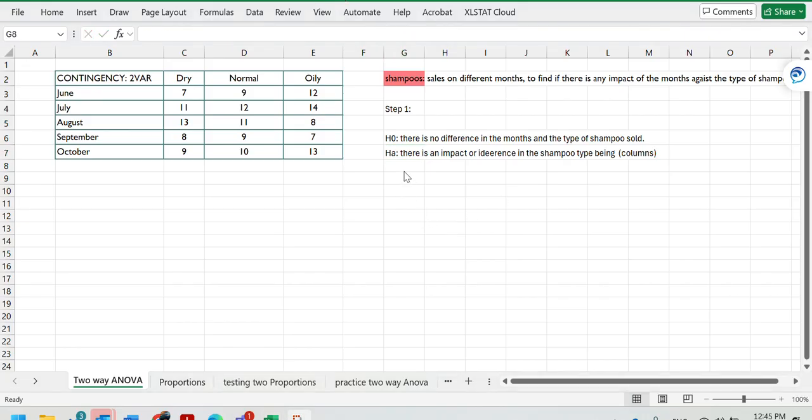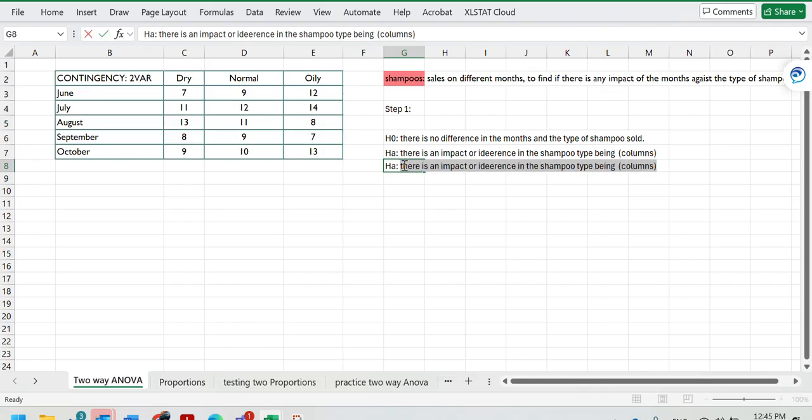And the other hypothesis is for the row. Alternate, there is an impact or difference in the months on the sale of shampoo. Yes, there are always two hypotheses here. One null and two alternatives. One for the column, one for the row.